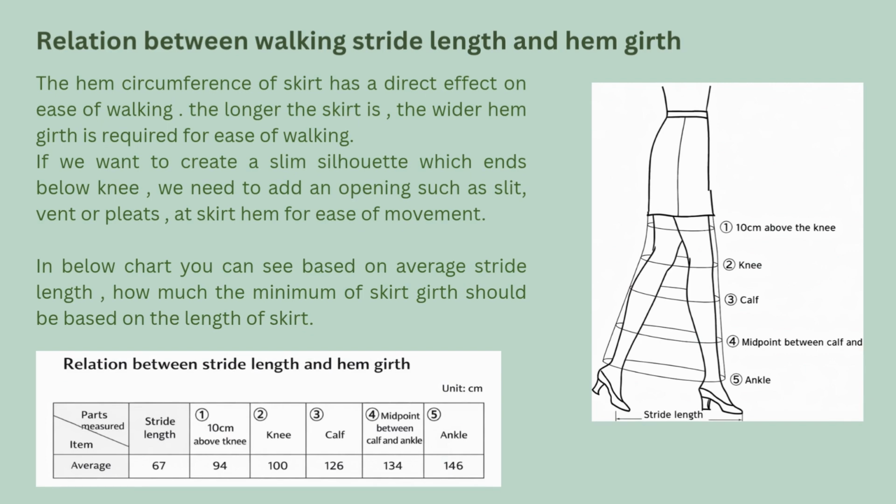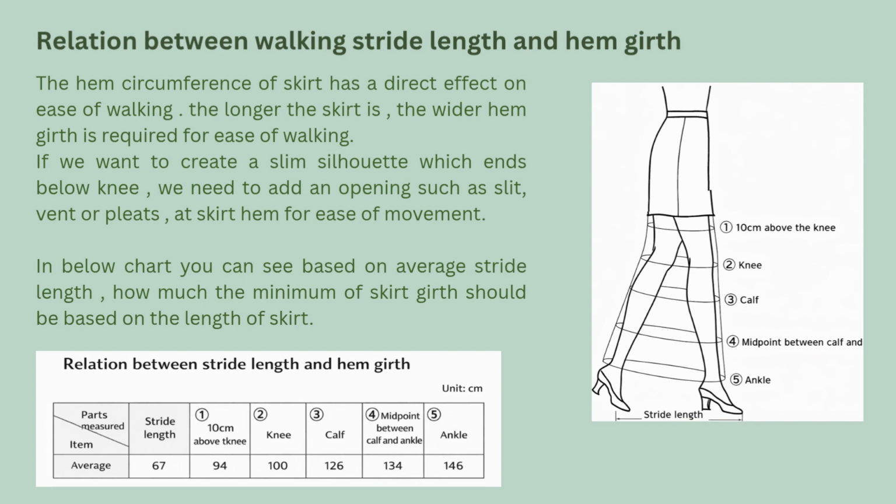The last point I want to talk about is the relation between walking stride length and hem girth. The hem circumference of a skirt has a direct effect on ease of walking. The longer the skirt is, the wider hem circumference should be for ease of walking. If we want to create a slim silhouette which ends below knee, we need to add an opening such as a slit, vent, or pleat for the ease of movement.